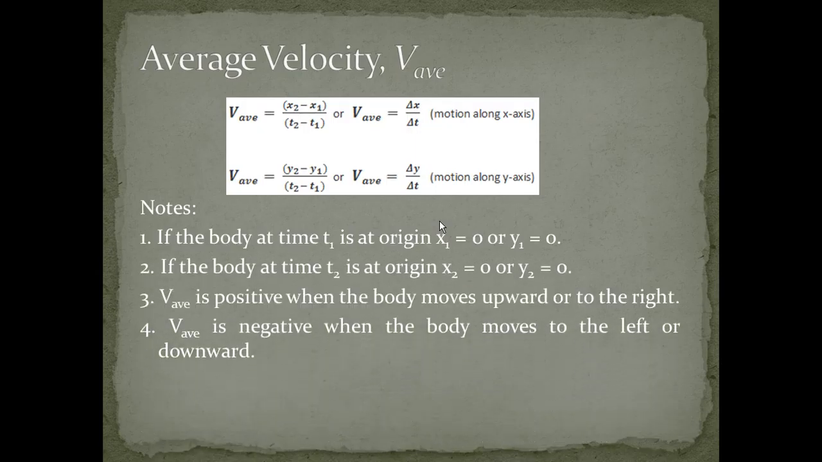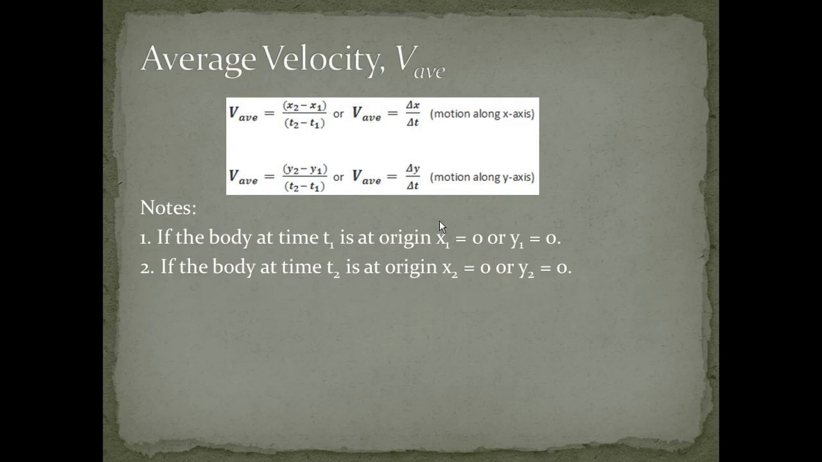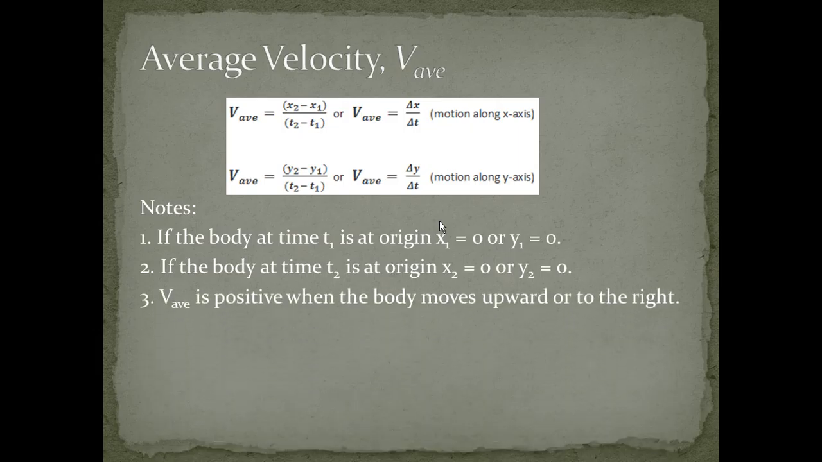Okay, so take note of the following discussion. If the body is at time t sub 1, or the initial time, then the body is said to be at the origin if it is specified in the problem. Otherwise, it would be at a different location. If the body at time t sub 2 is at the origin, then x sub 2 is 0, and y sub 2 is 0.